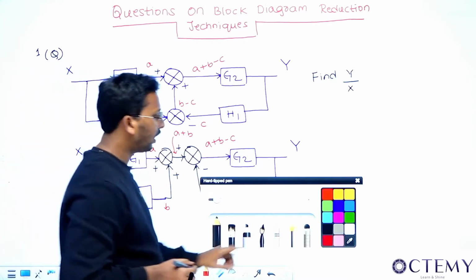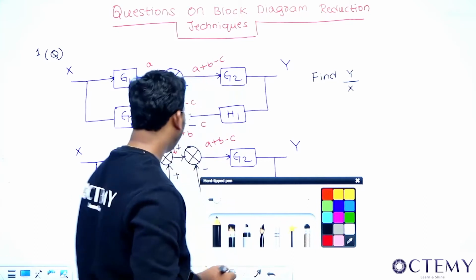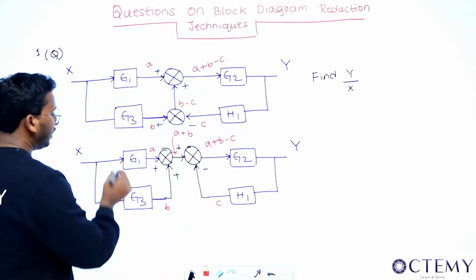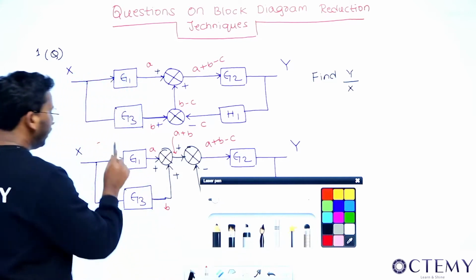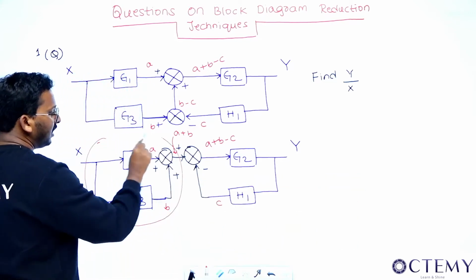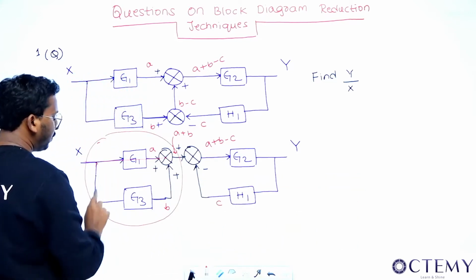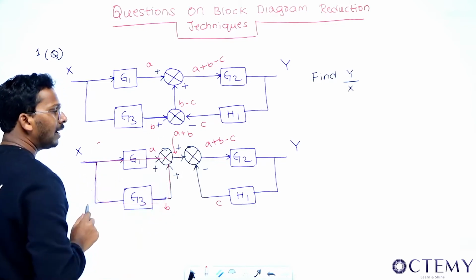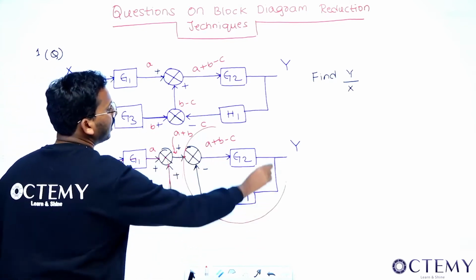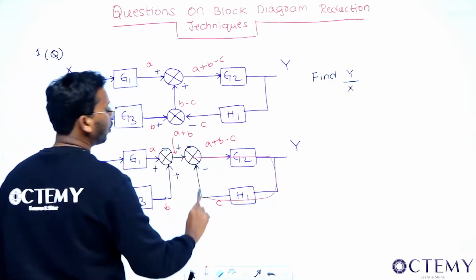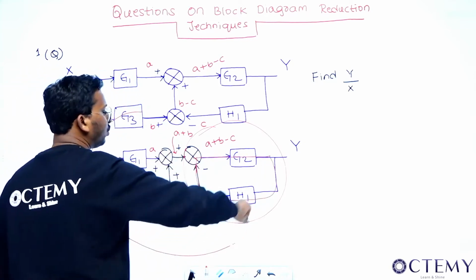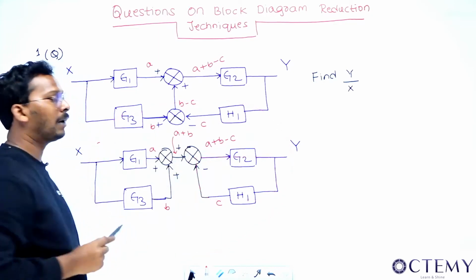Now if you observe carefully, you could see some loops, right? If you observe carefully, this is a parallel path, isn't it? Because this path and this path are adding here. So this is a parallel path. And what is this one? This one is a loop. This is the forward path, and this is the loop closing. And these two entire blocks are in cascade.